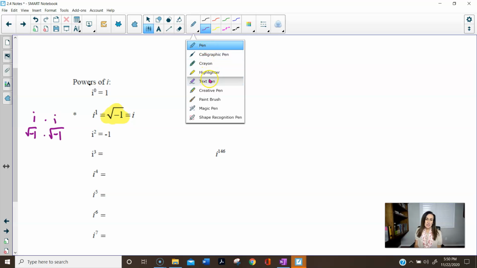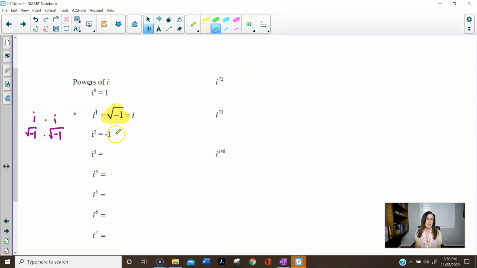This is something that you're going to use often in math. You're also going to use it often on your ACT, SATs. We see i squared a lot. So this is one I'm going to highlight in green that you really need to know. i squared is always equal to -1.